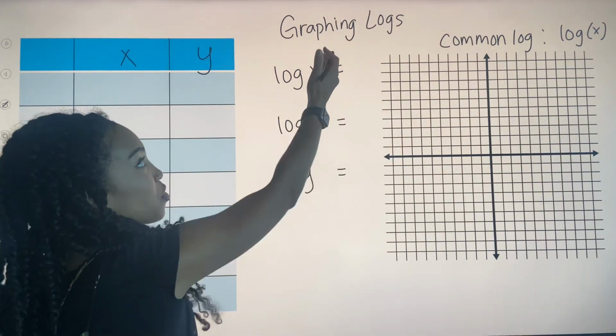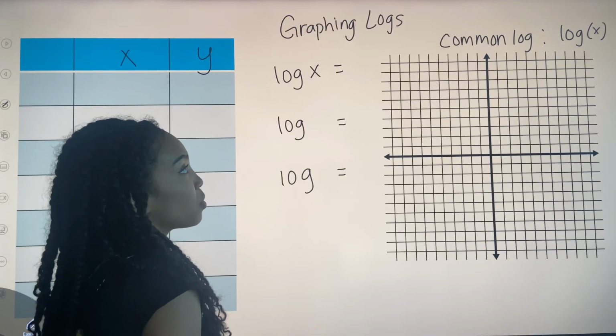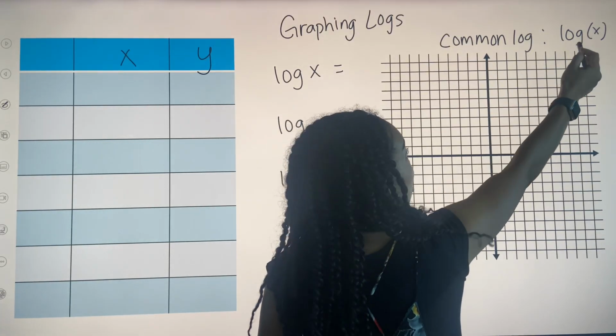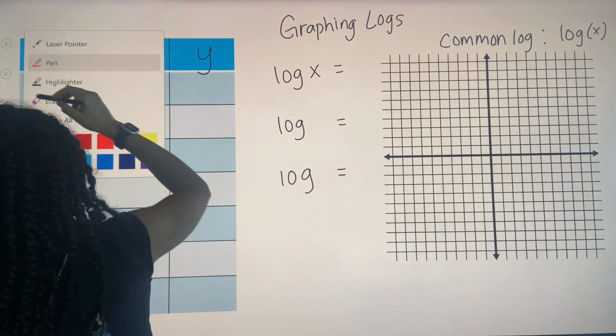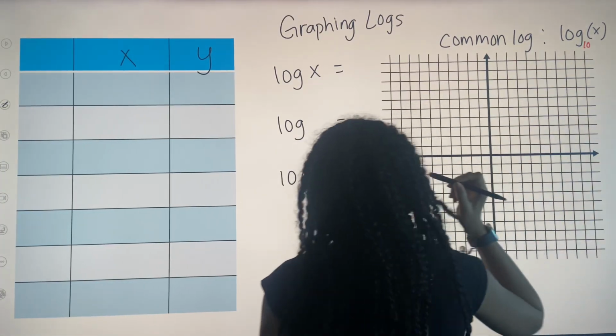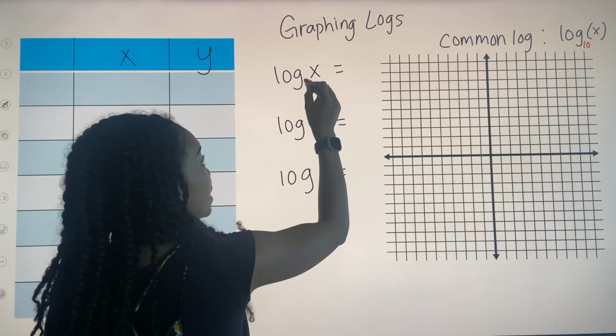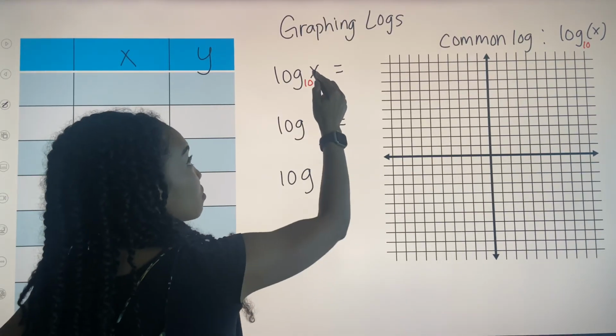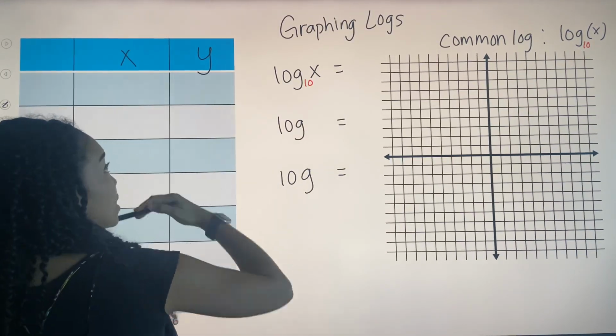Today we're going to graph logs. And we're going to start with the common log, log of x. Now remember, the common log means the base is 10. It's never going to be written, but that's what we're going to assume, your base is 10. So let's plug in different values of x and make a table.